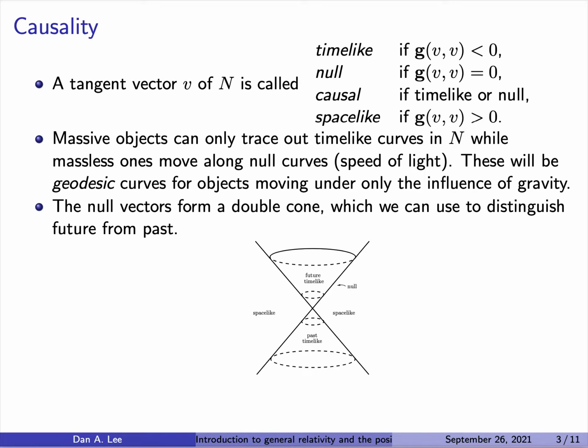So you can see that since the time-like vectors are divided into two pieces, we can distinguish them. And so we distinguish one side as the future and one side as the past. Okay.